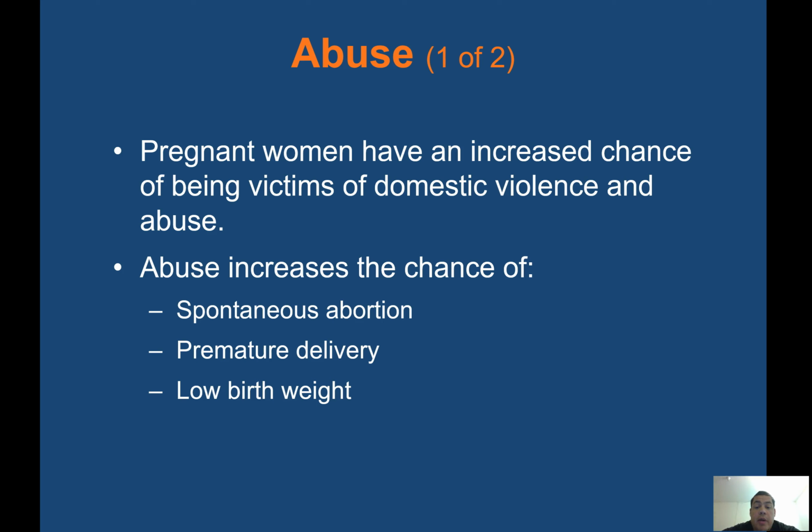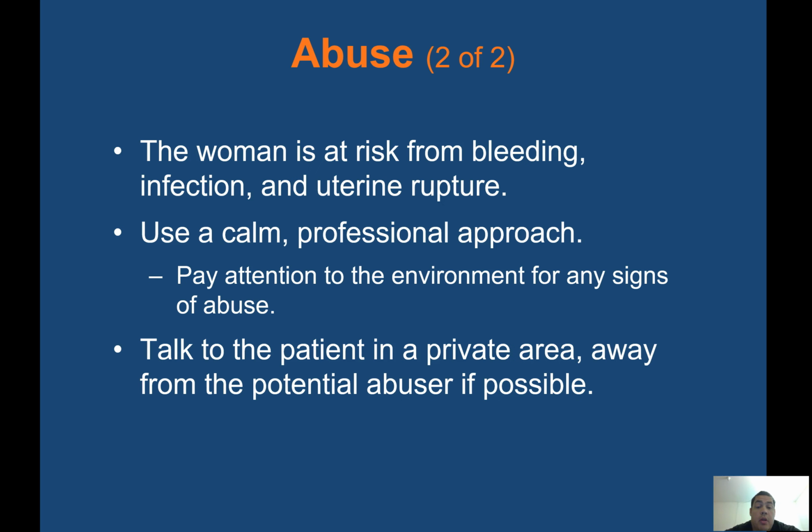Abuse. Pregnant women have an increased chance of being victims of domestic violence and abuse. Abuse increases the chance of spontaneous abortion, premature delivery, and low birth weight. The woman is at risk from bleeding, infection, and uterine rupture. Use a calm, professional approach. Pay attention to the environment for any signs of abuse. Talk to the patient in a private area, away from the potential abuser if possible.